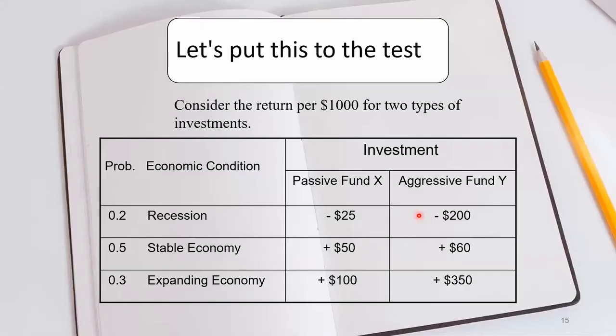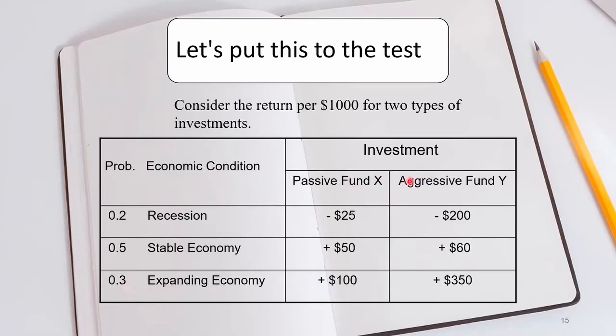So let's look at an example. Let's see how we calculate the mean, standard deviation, variance, and covariance when it comes to an example pertaining to discrete random variables. So in this example, you're given, consider the return per $1,000 for two types of investments. So these are the returns that are given for two types of investments, right? Return per $1,000. You're given the economic condition and the probability of that economic condition. So a recession, there's a probability of 0.2. For a stable economy, there's a probability of 0.5. And for an expanding economy, there's a probability of 0.3.